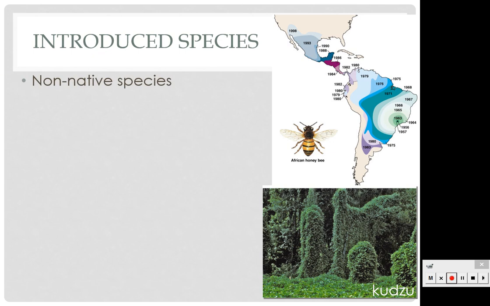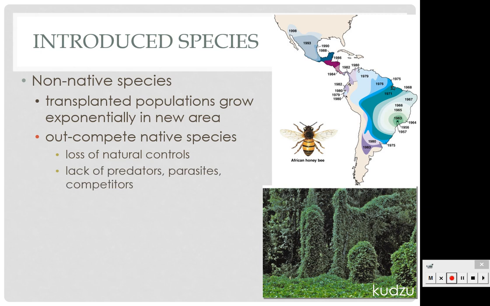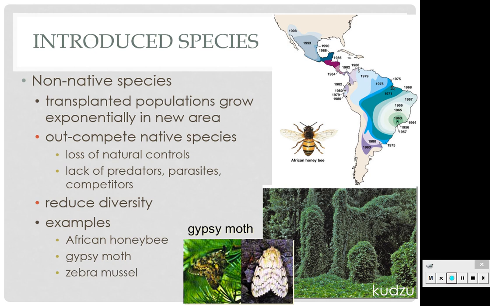Okay, introduced species, non-native species. We sometimes call these exotic species or alien species. Their transported populations grow exponentially in a new area. We should all be familiar with this guy down here. This is kudzu. Okay, they outcompete native species. They're going to have loss of natural control, so they don't have any natural predators. Nothing naturally attacks them. Okay, lack of predators, parasites, competitors. They reduce diversity. Examples: the African honeybee, gypsy moth. Okay, the zebra mussel, purple loosestrife.